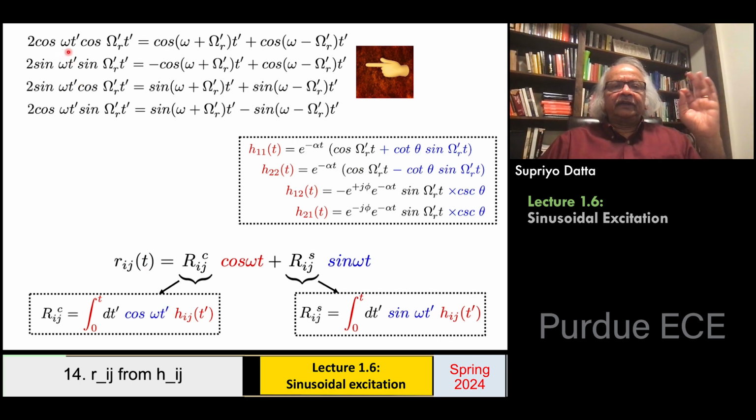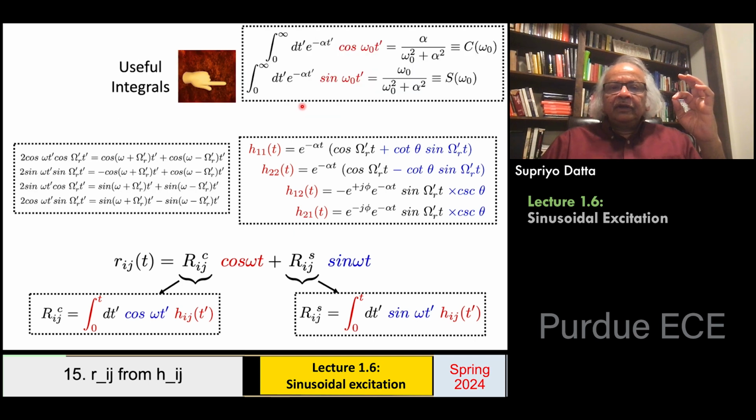So when I substitute this in here, you can imagine you'll get products that look like this: cosine omega t prime, cosine omega r prime t prime. This comes from the impulse response, this comes from the source term, and you have to do the integral. What is convenient is to take this product of cosines and write it as a sum of two cosines. One of them is the sum term and the other is the difference term. Same with the product of sines, sine cosine, cosine sine. They can all be written in terms of a sum frequency and a difference frequency. And then I have to do the integrals for each of these terms individually.